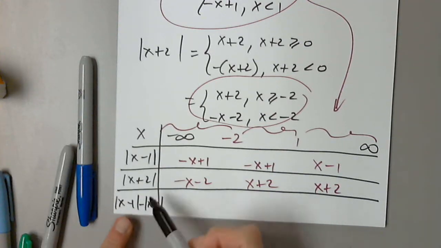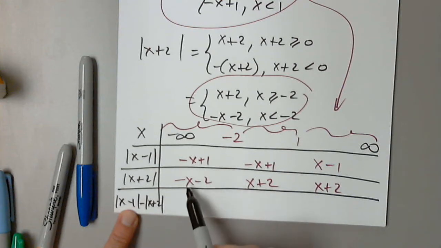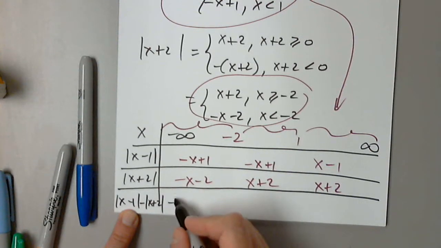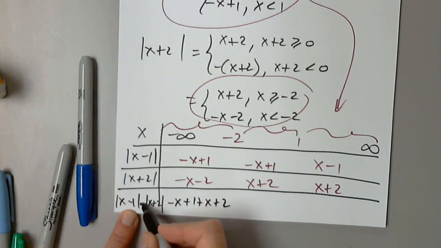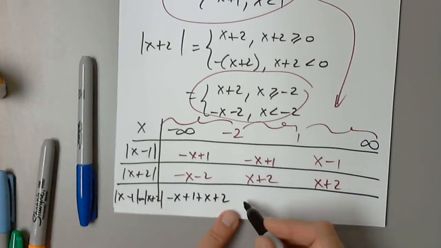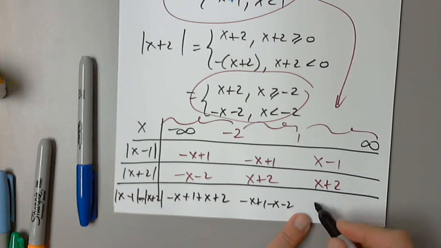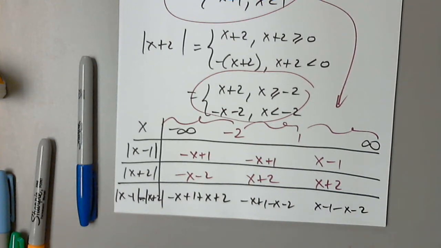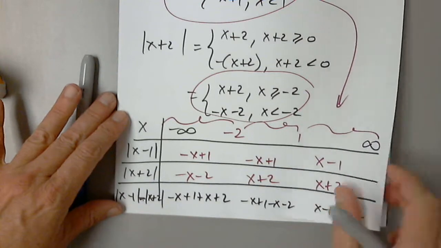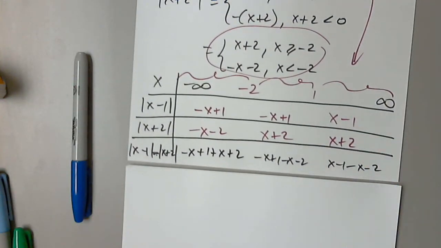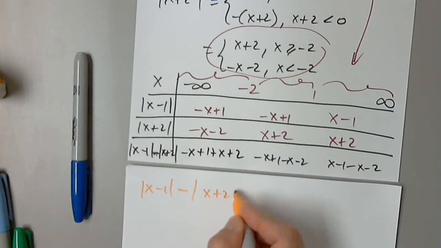Okay. So now, negative x plus 1 minus x minus 2. So it will be negative x plus 1 plus x plus 2. I have to perform this operation. Negative x plus 1 minus x minus 2 because I have minus. And then x minus 1 minus x minus 2. All you have to do is distribute the negative to the second half of the problem. That's all you do. It's either plus or minus. If it's minus, you distribute. If it's plus, you just copy. Is this okay?